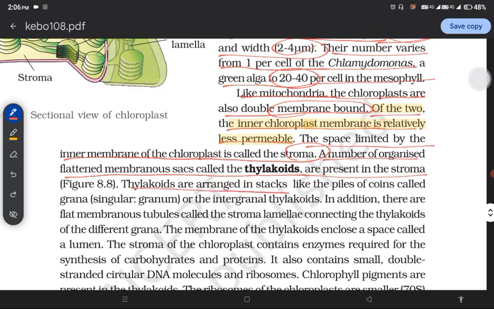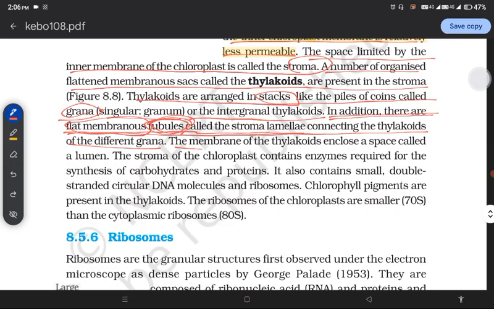Thylakoids are arranged in a stack like piles of coins called grana, singular granum, or the integral thylakoid. In addition, there are flattened membrane tubules called the stroma lamella, connecting the thylakoids of different grana. The membrane of the thylakoid encloses a space called lumen.